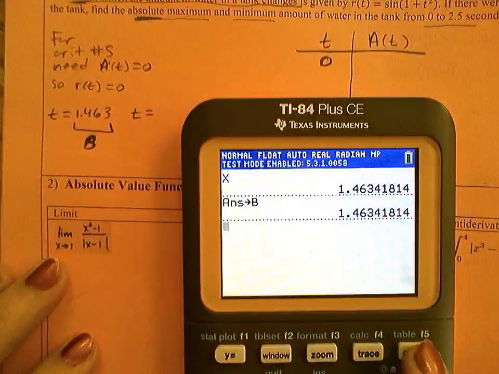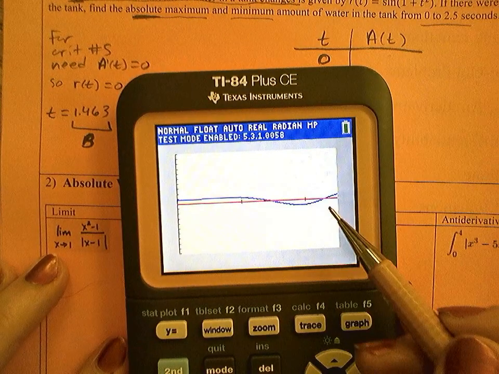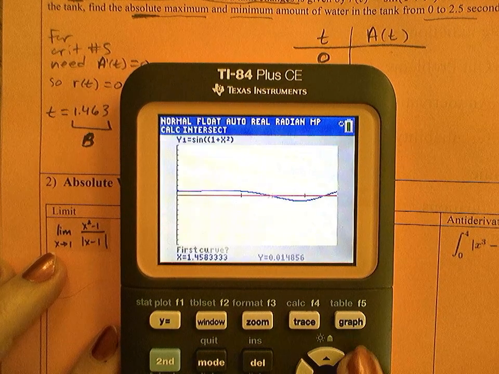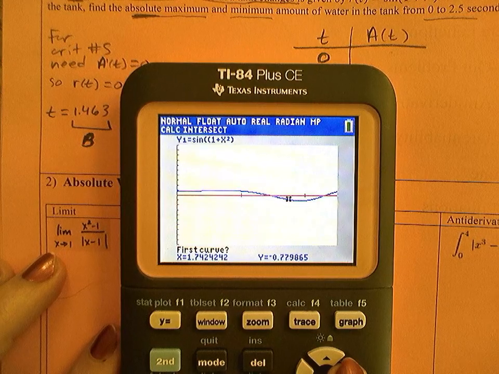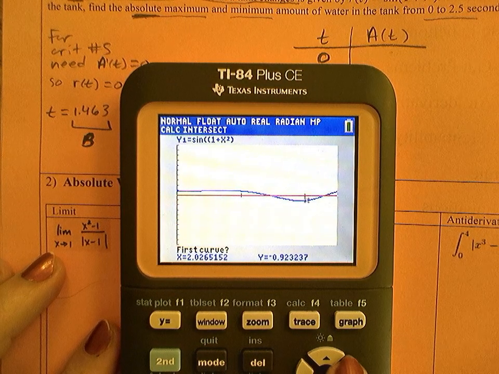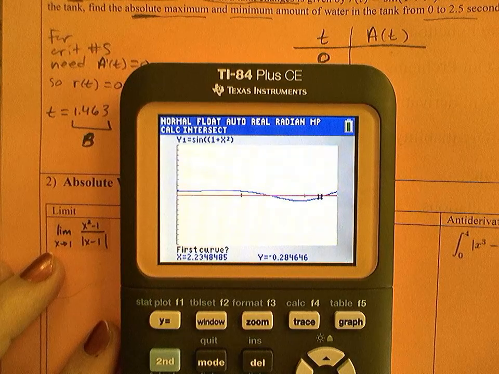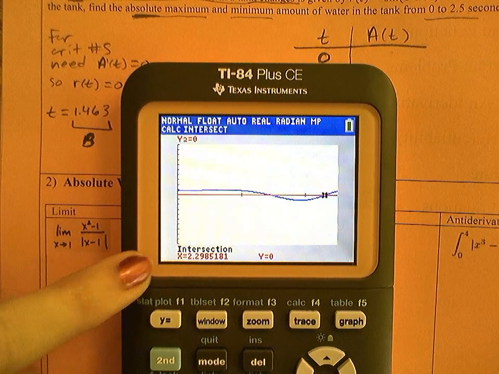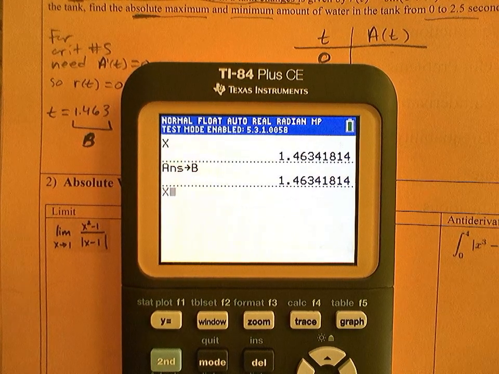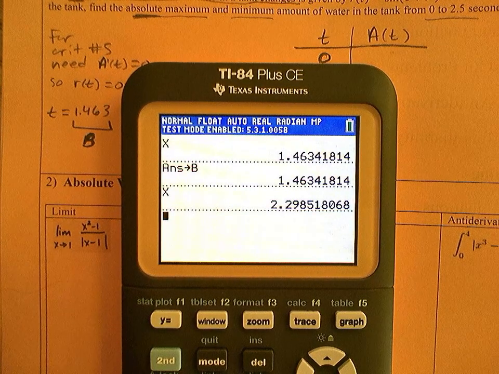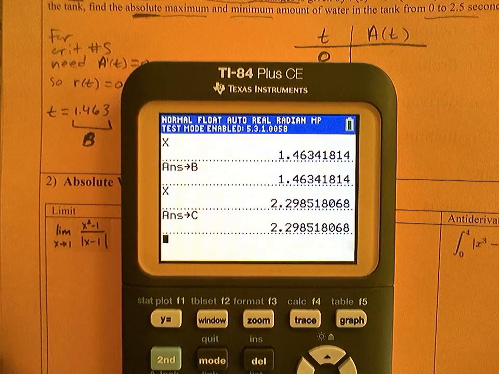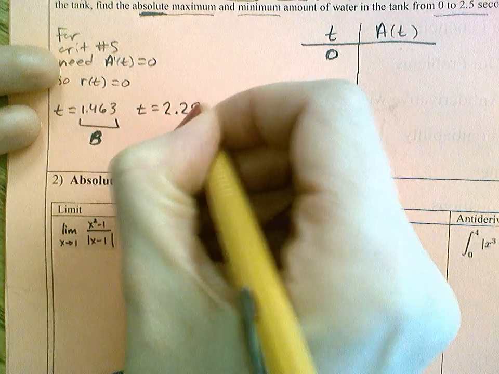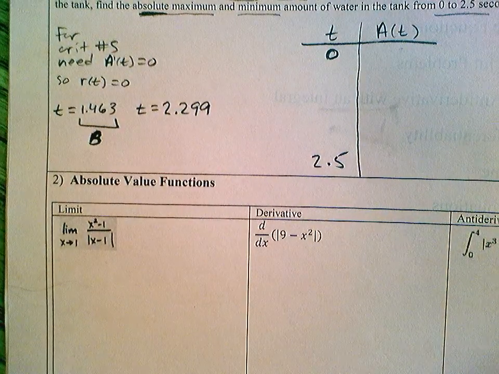Back to the graph. Okay, let me find this other 0. So second calc, intersect. This is easier for me than the calc 0 thing. So I just move closer to that intersection, and it's approximately this. Home screen X, okay? And then I will store this as C. 2.299.